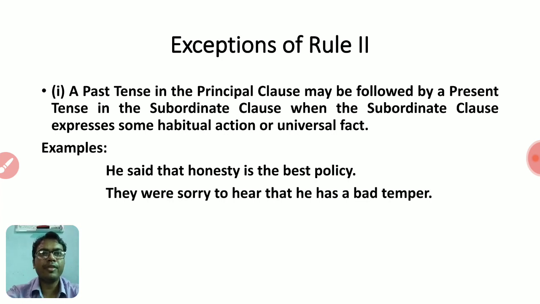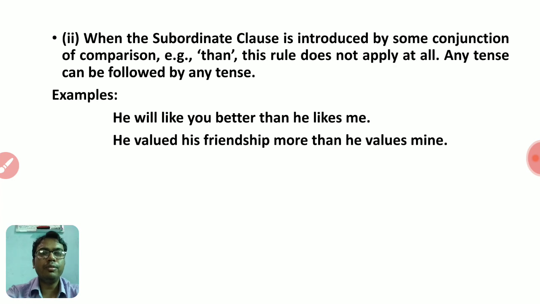Let's see another example. They were sorry to hear that he has a bad temper. Now here, "they were sorry to hear" is in past tense in the reporting verb, but in the reported speech we are getting present tense: he has a bad temper. Why? Because this sentence denotes habitual action. That is why here we are getting present tense. Let's see the next rule.